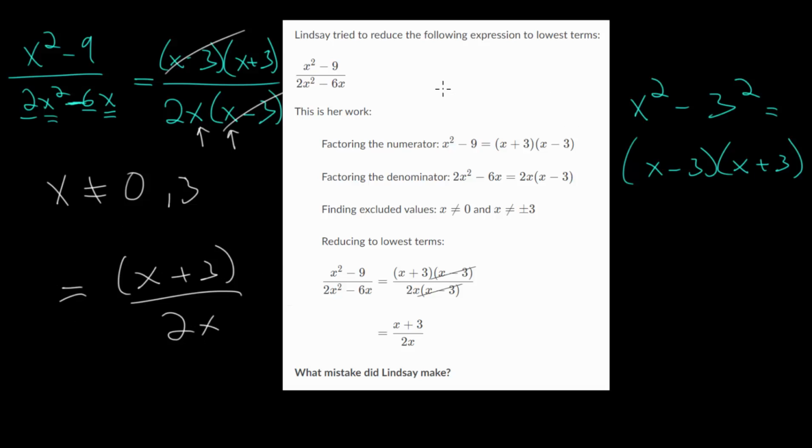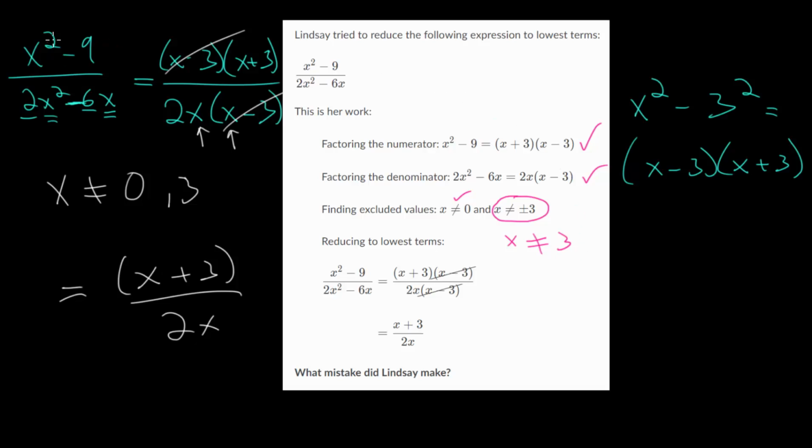So with that in mind, we can go through and see where she may have made a mistake. So factoring the numerator, she did that correctly since it is a difference of squares and we got the same answer here. Factoring the denominator, she pulled out the greatest common factor of 2x and was left with x minus 3, so that's right. Now the excluded values, looks like 0 was excluded, and she excluded plus or minus 3. Now this is where the mistake is. Since it is true that we need to exclude 3, but we don't need to exclude negative 3. So it should only be that x cannot equal 3.